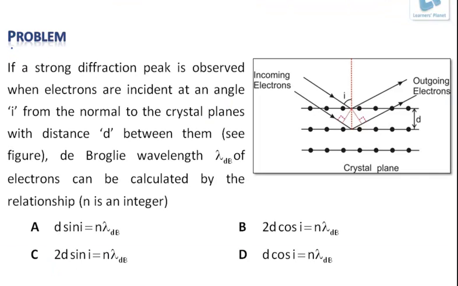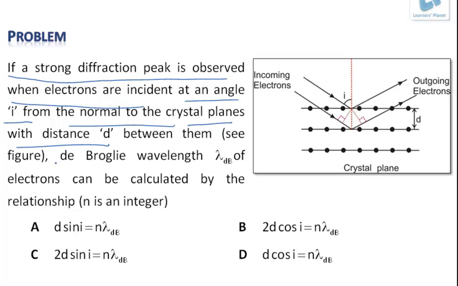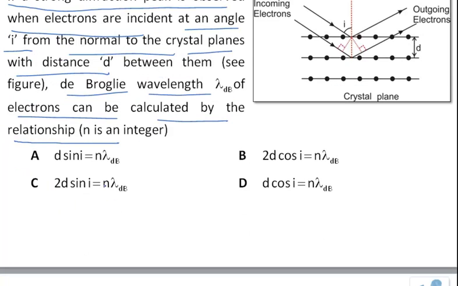Now the next problem related with the passage is, if a strong diffraction peak is observed when electrons are incident at an angle i from the normal to the crystal planes with distance d between them, see figure, de Broglie wavelength lambda dB of the electrons can be calculated by the relationship. So this we have just seen, the answer is 2d cos i, that is the path difference, is equal to n times lambda dB. Okay, so correct option is B.